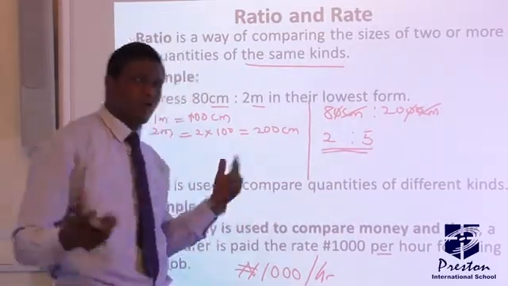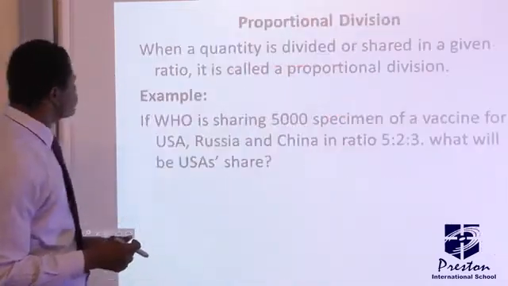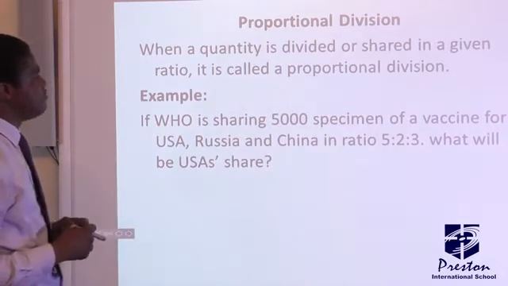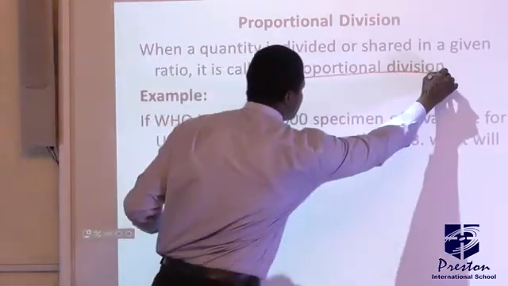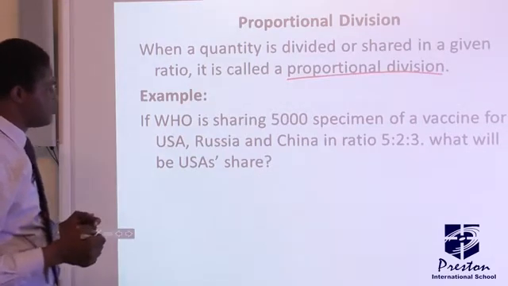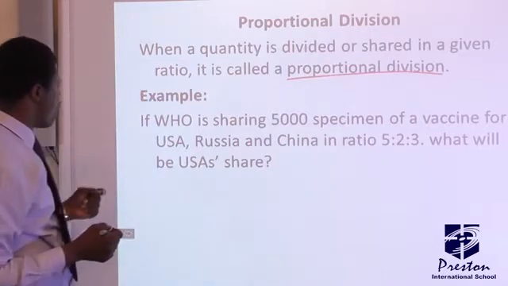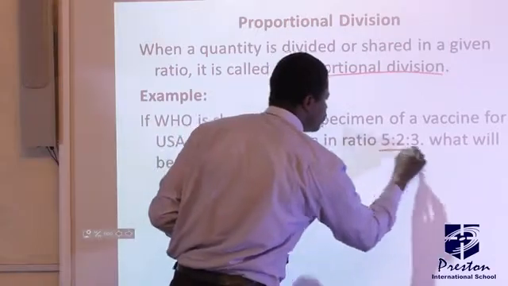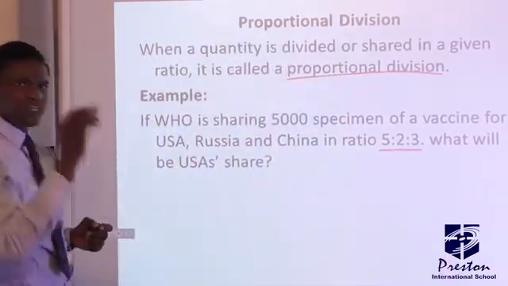We also have many other examples that we are going to consider in Google Classroom. So we are talking about proportional division here. When a quantity is divided or shared in a given ratio, it is called a proportional division. So take note of that. If World Health Organization is sharing 5,000 specimens of a vaccine for USA, Russia, and China in the ratio of 5 ratio 2 ratio 3, what will be USA's share?